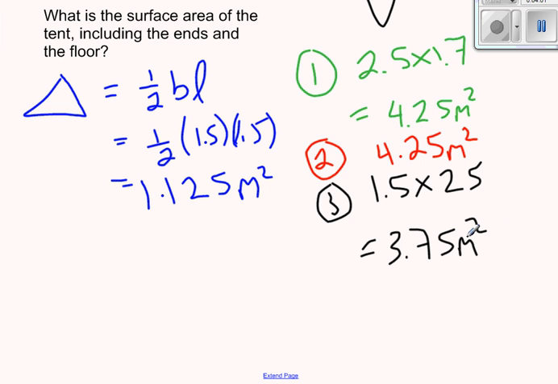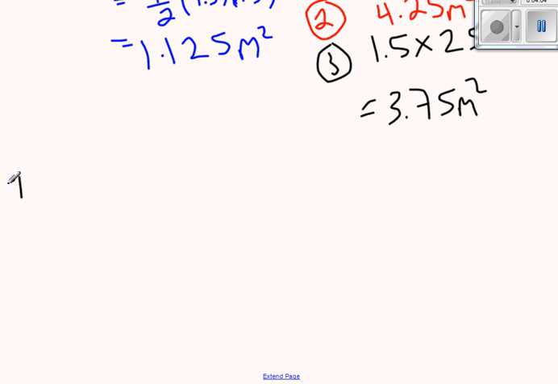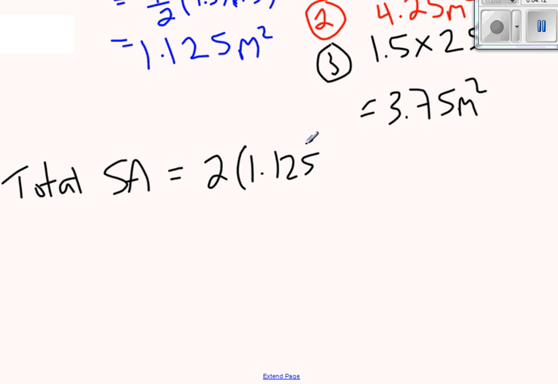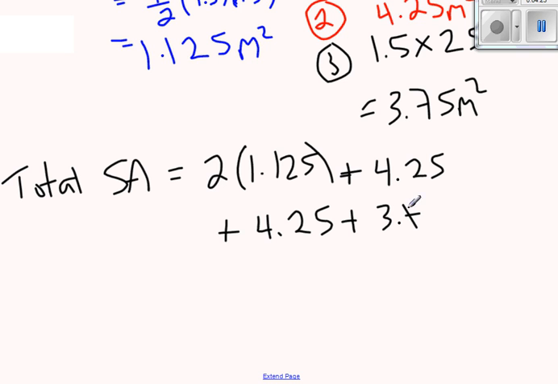So adding up all 5 sides, I need 2 of the triangles plus the green side, the red side, and the bottom side. So adding this all up and rounding correctly to 1 decimal place gives us an answer of 14.5 square meters.